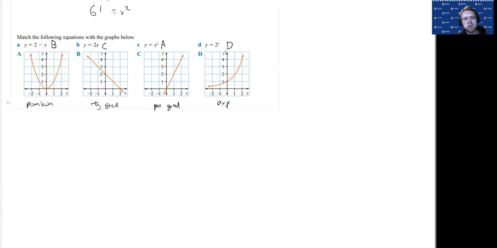Okay, so just a skill to be able to match different graphs with their equations by noticing the key features. So what shape is it going to be? Is it a negative gradient? Is it a positive gradient, etc.?